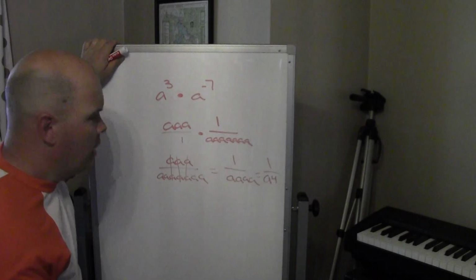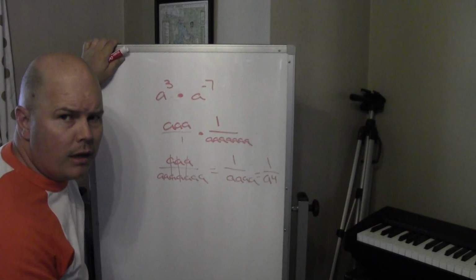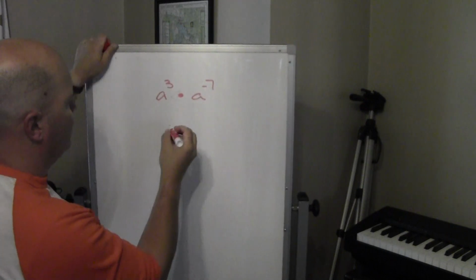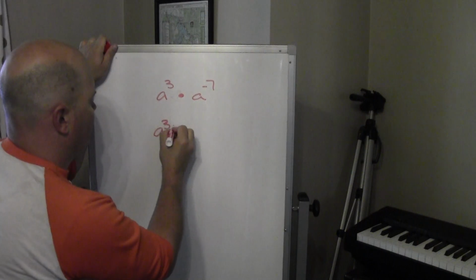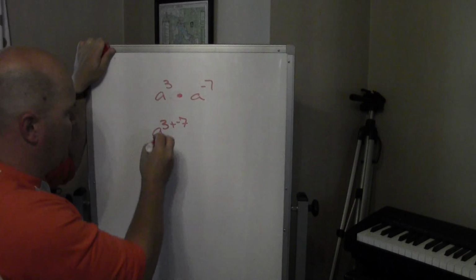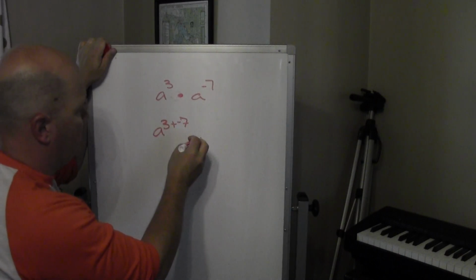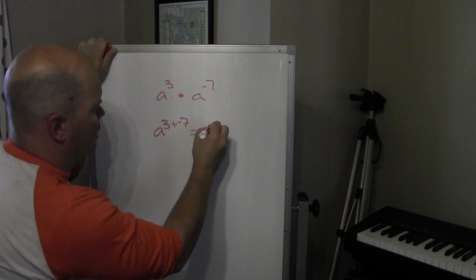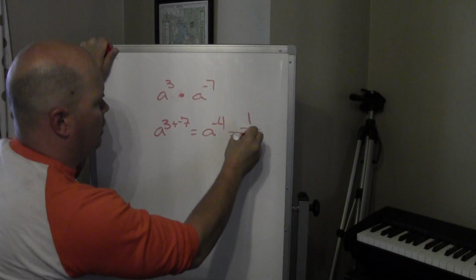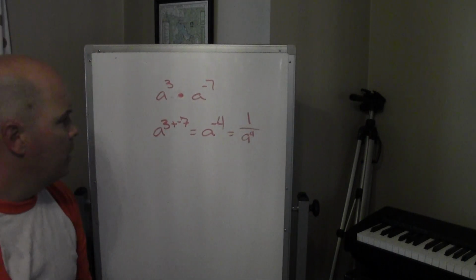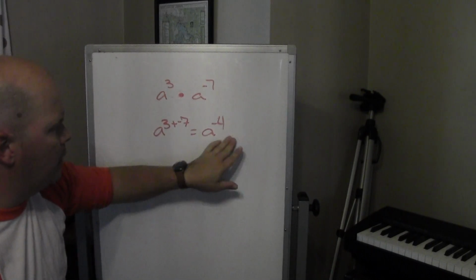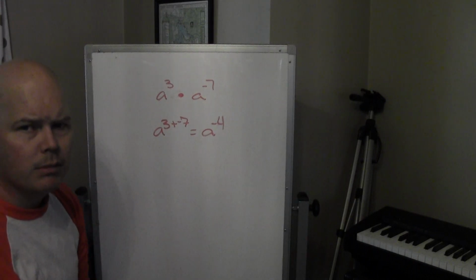Because we learned the algorithm, I could not have to draw everything out in expanded form and just ignore it completely. I could erase all this, and I could have just written this like this: a to the third plus 3 plus negative 7 equals a to the negative 4th, which is equal to 1 over a to the 4th. Okay? Now, do you have to go all the way to here? No. In fact, if you use the algorithm, it's probably best to leave it as a negative exponent.